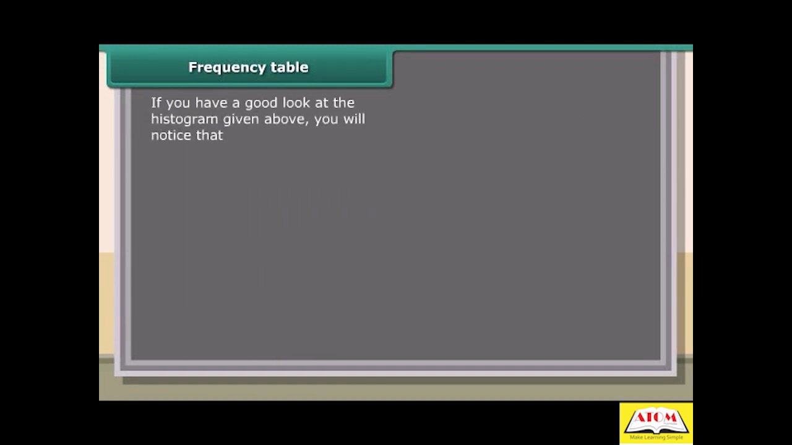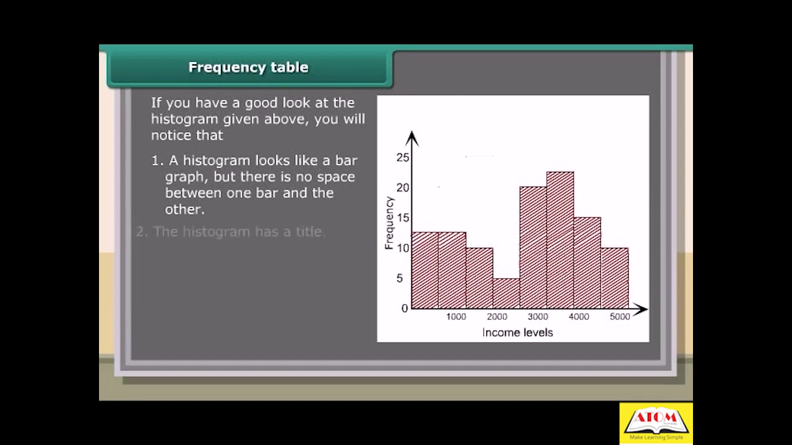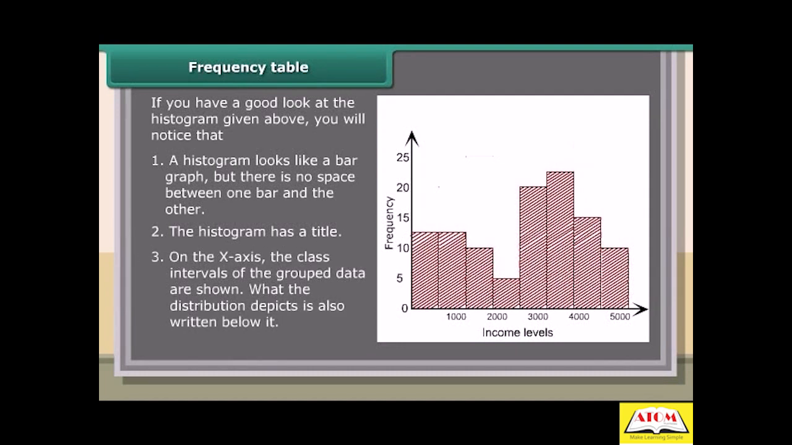If you have a good look at the histogram given above, you will notice that: 1. A histogram looks like a bar graph, but there is no space between one bar and the other. 2. The histogram has a title. 3. On the x-axis, the class intervals of the grouped data are shown. What the distribution depicts is also written below it.